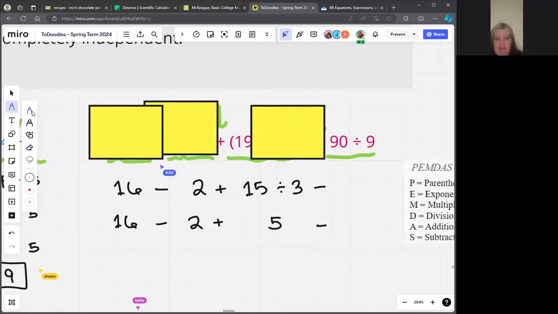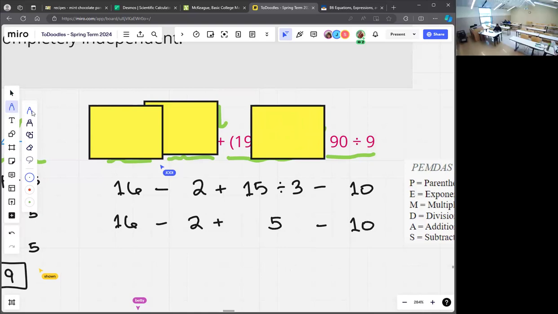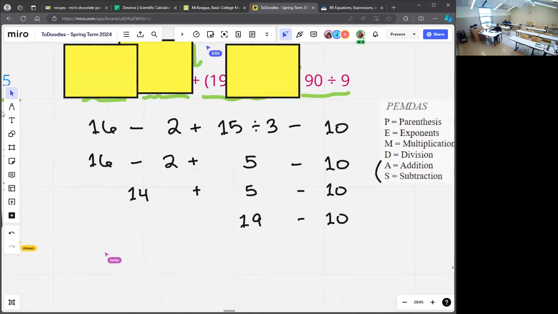Is it 10? So there we go, 4 terms, they're all simplified. Now I do the addition and subtraction. 16 minus 2 is 14. It's all addition and subtraction, so I just go left to right. 14 plus 5 is 19. And then 19 minus 10 is 9.